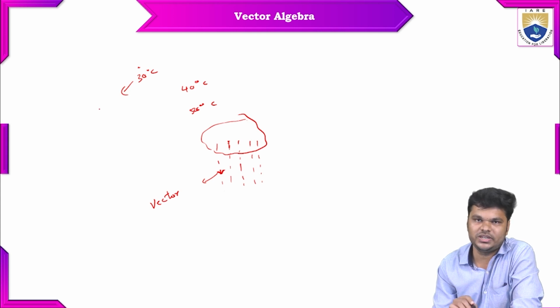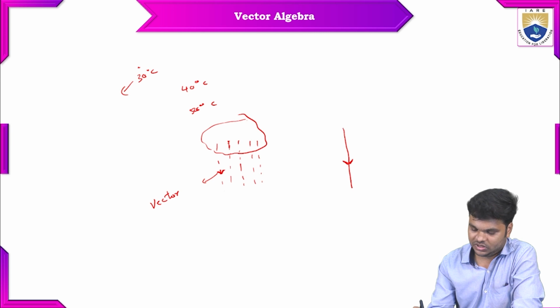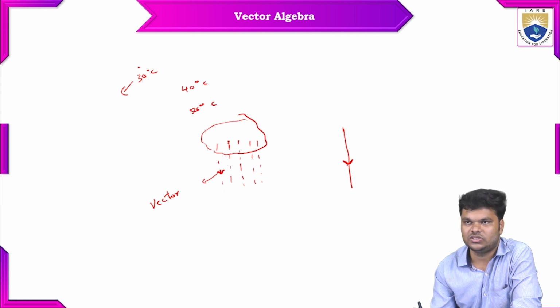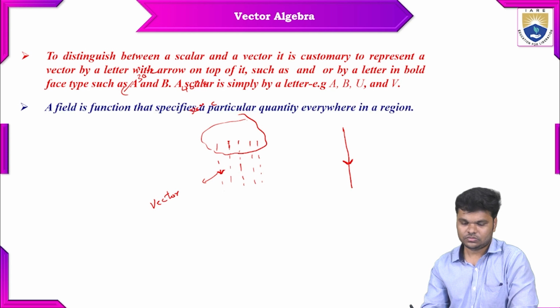Similarly, population is also just a number. It does not have any direction, so that is also a scalar quantity. Gravitational force is a vector, because gravitational force always acts in the downward direction on a body. It has some magnitude and direction, so gravitational force is always considered a vector.